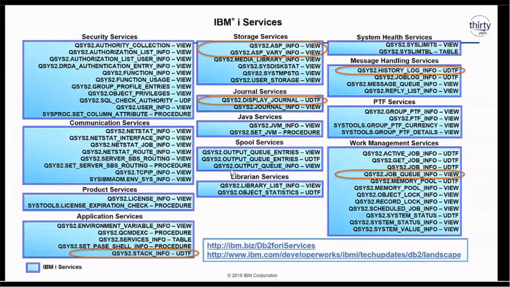So this is a poster here of the services that have been delivered, and this is kind of an ongoing thing here. It's not just, hey, one time deliver these things. Each new technology refresh, it seems, includes more services as Scott Forstein and team expands these. And the ones circled in red there are just some of the newer ones, but this is a list of services by subject area. So security services, communication services, product services. You can see under security, there's things like authority collection, authorization list info.